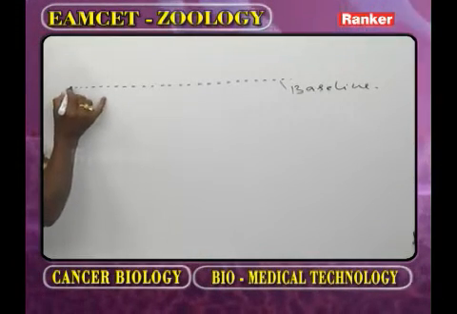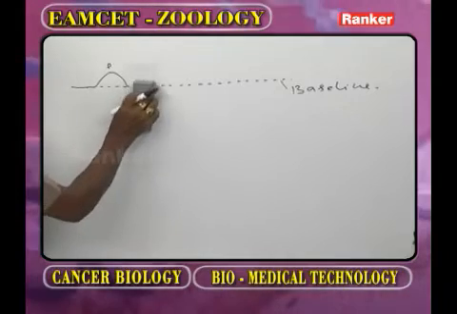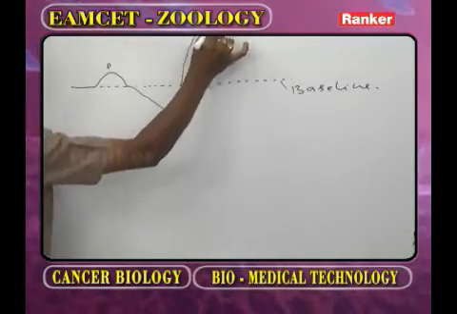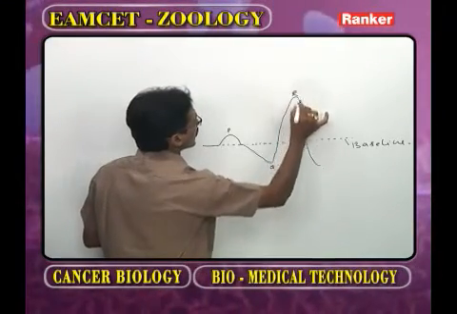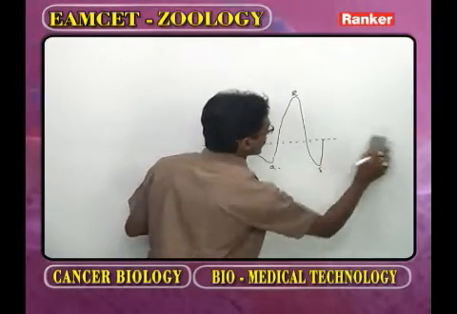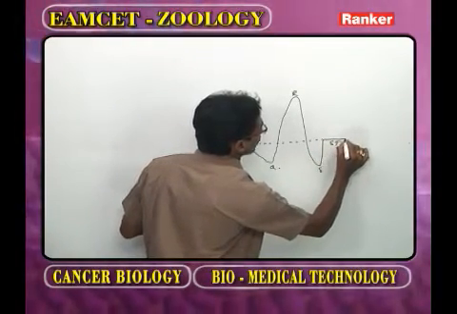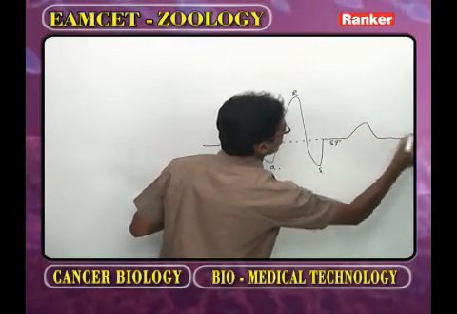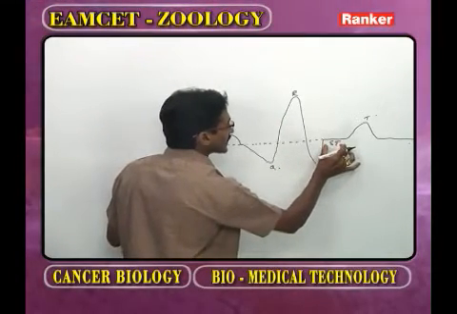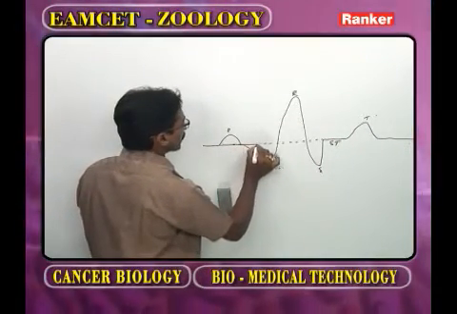Electrocardiogram. Now this one we call the P wave. And this one we call the QR. And this one we call the S. And this is called the ST. And this one we call the T. P wave, QRS complex, ST segment, and T wave. Now this entire line we call the baseline.